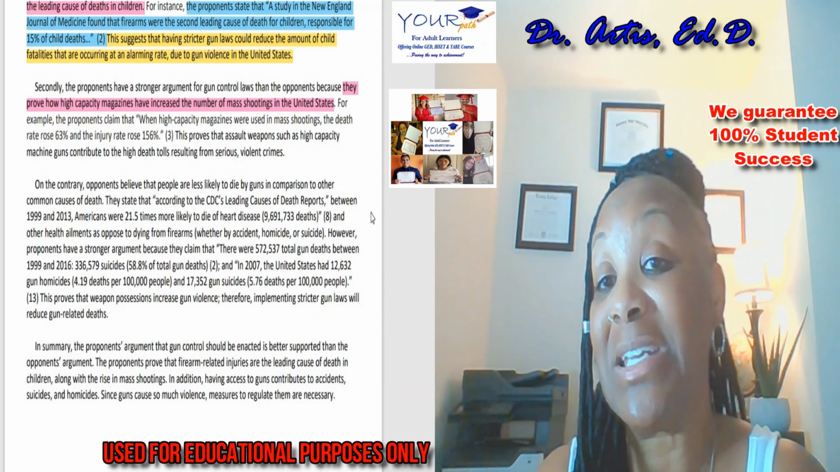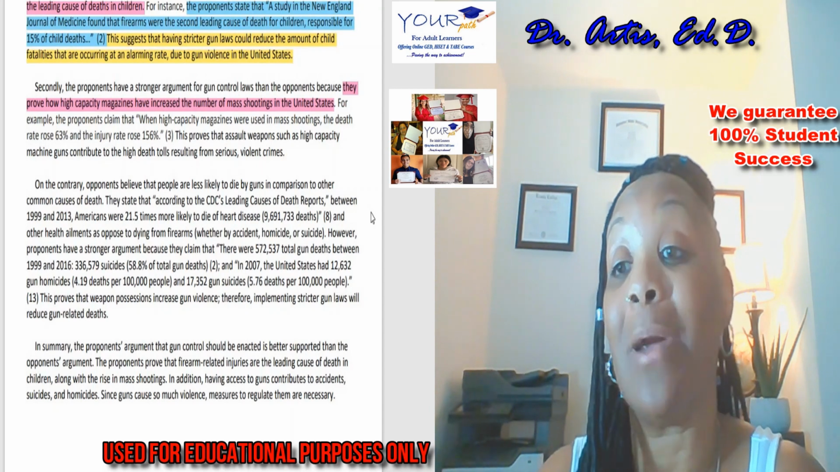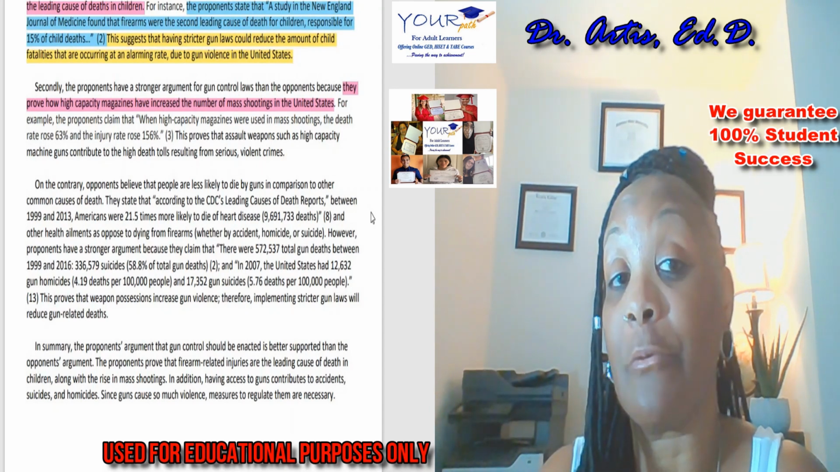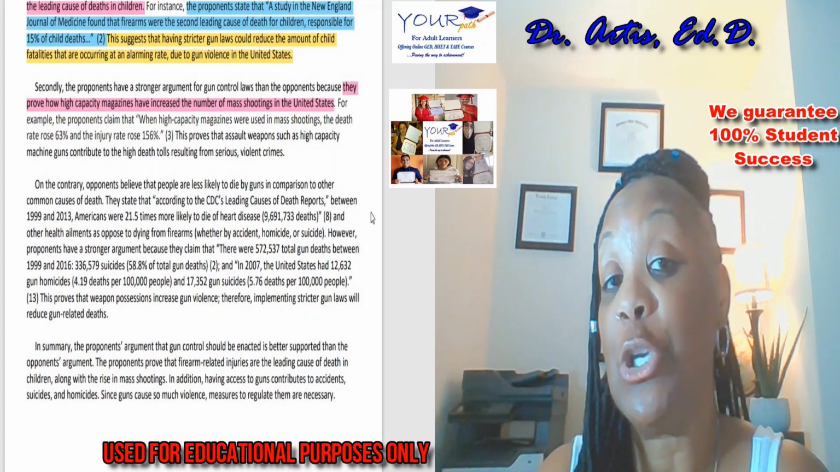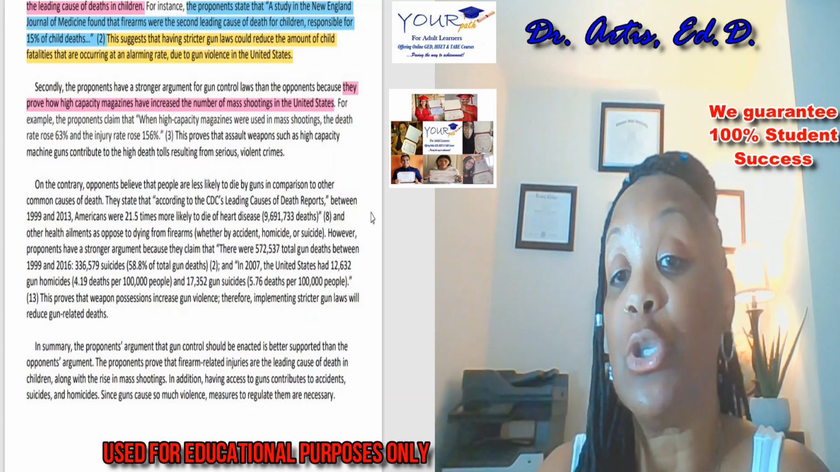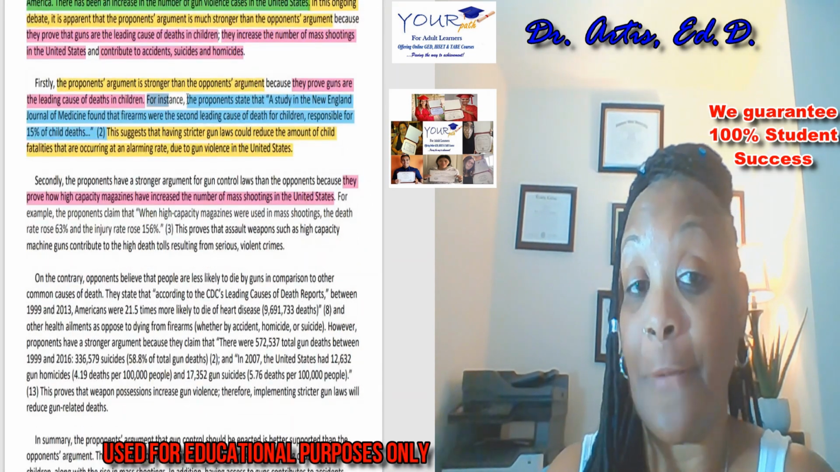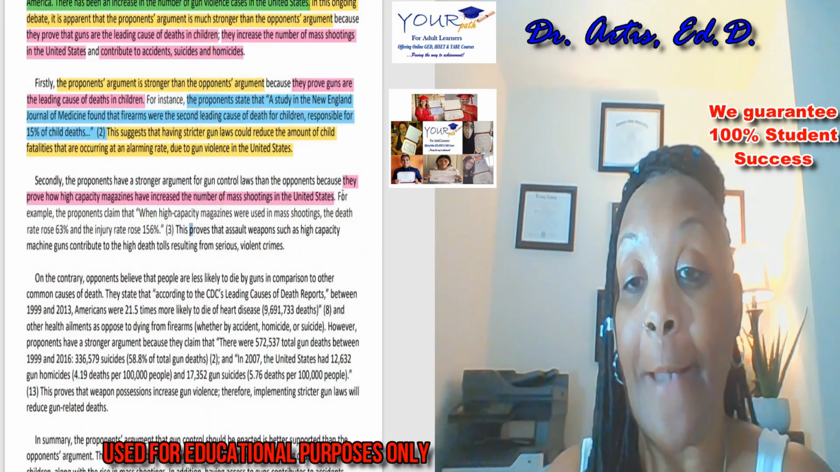She states using a transition to present her evidence. She used for example in this particular paragraph. In the first paragraph, she used for instance. Those are the two commonly used transition phrases for presenting textual evidence, okay?